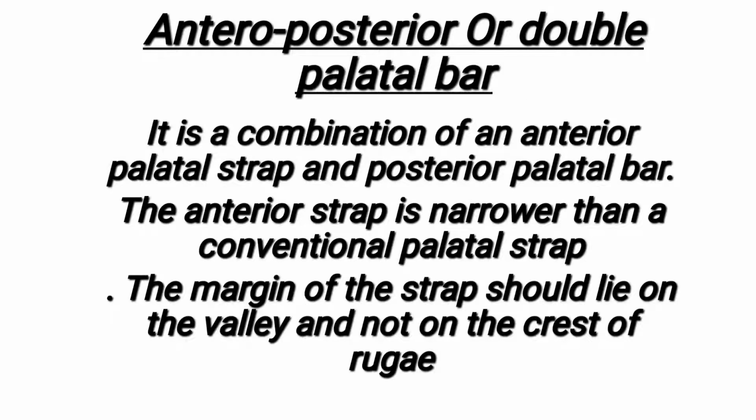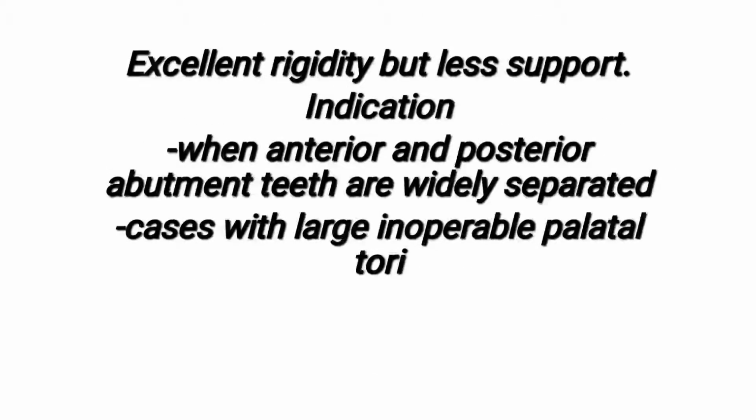Now, anterior posterior or double palatal bar. It is a combination of an anterior palatal strap and a posterior palatal bar. The anterior strap is narrower than the conventional palatal strap. The margin of the strap should lie on the valley and not on the crest of the rugae. Excellent rigidity but less support.